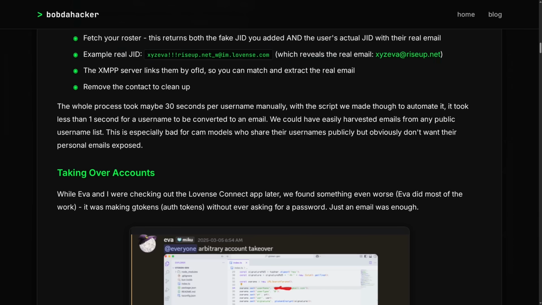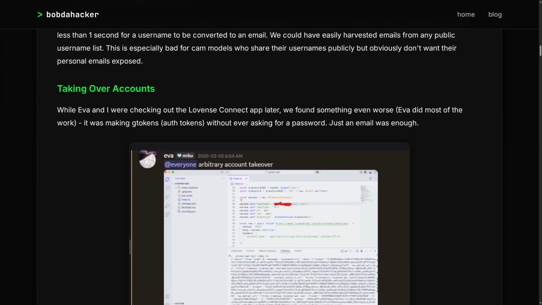It's also important to point out that this is just how XMPP works. So by Lovense building their infrastructure this way and pushing it to production, they either knowingly endanger the people using their platform or their devs are just so incompetent that they fail to understand the basics of XMPP before integrating it into their platform. Now, the process of converting usernames to emails was easy to automate with a single-threaded script. So Bob was able to convert public Lovense usernames to private email addresses in under 1 second.